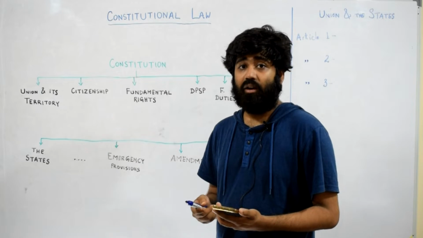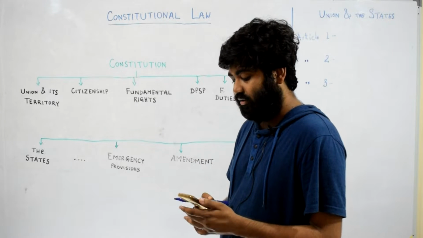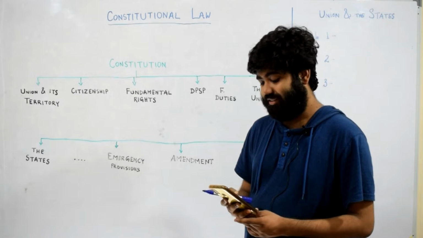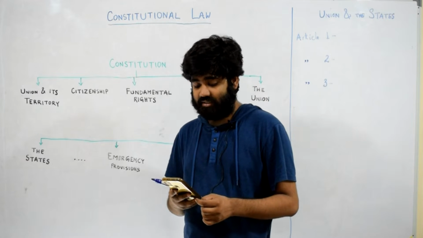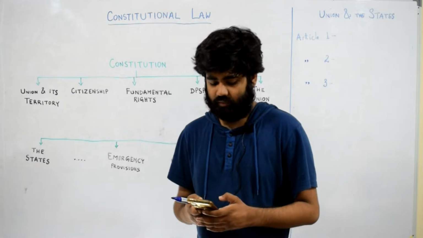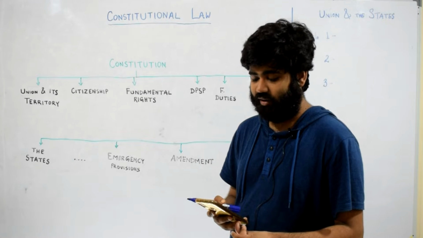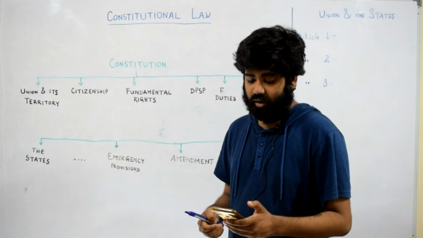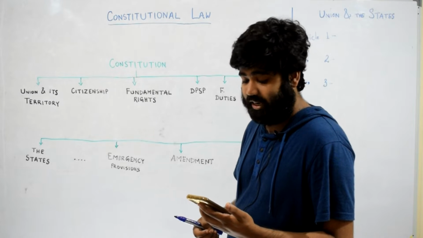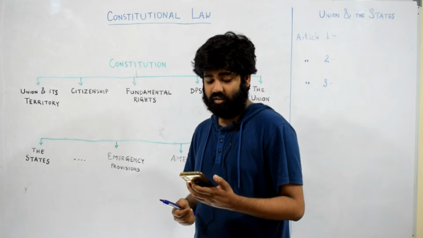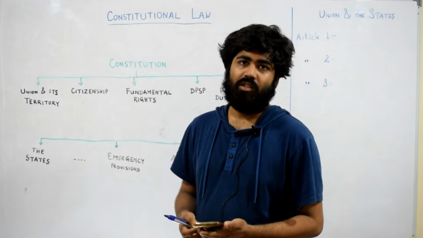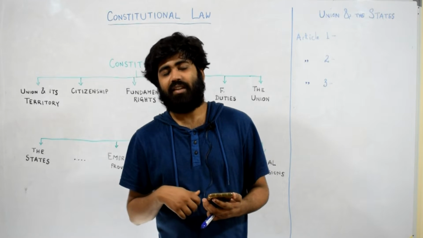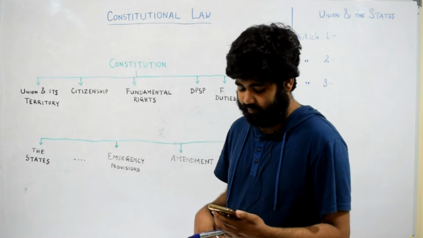Clause 3. The territory of India shall comprise A. The territories of the states, B. The union territories specified in the first schedule, and C. Any other territories as may be acquired. So this is what the territory of India shall be. Article 2 says Parliament may by law admit into the union or establish new states on such terms and conditions as it thinks fit. So the power to admit new territories in the territory of India is vested in the Parliament only.